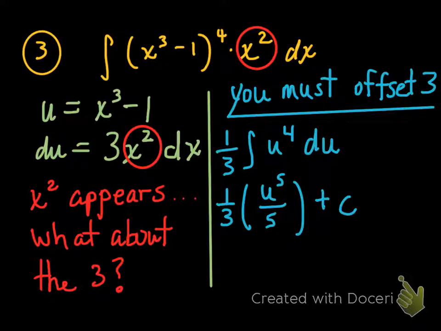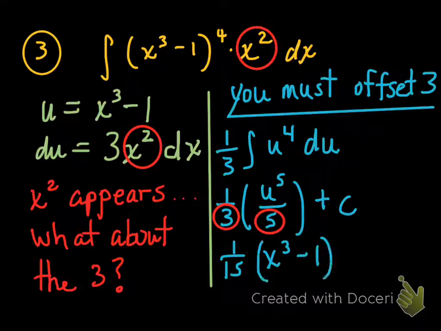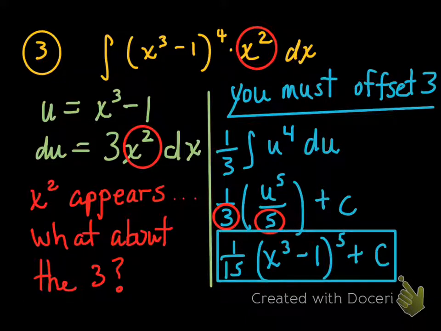Now I'm going to back sub. I'm also going to take those two constants, 3 and 5, and write that as 1/15. The back sub in for u, I put in x cubed minus 1. Now all raised to the 5th power plus c.